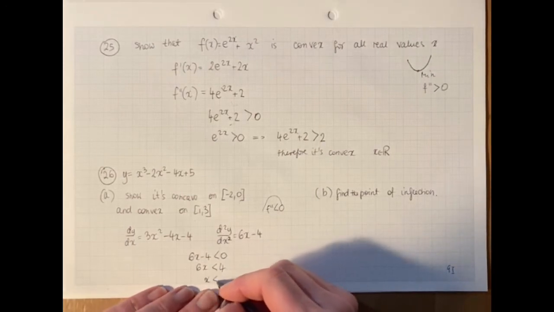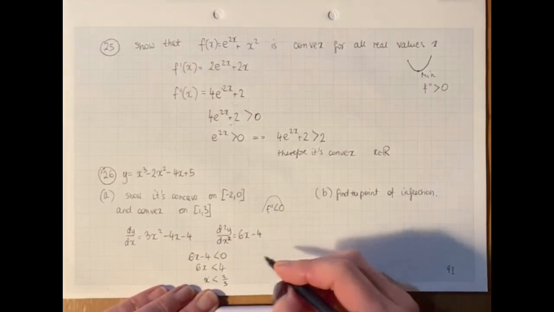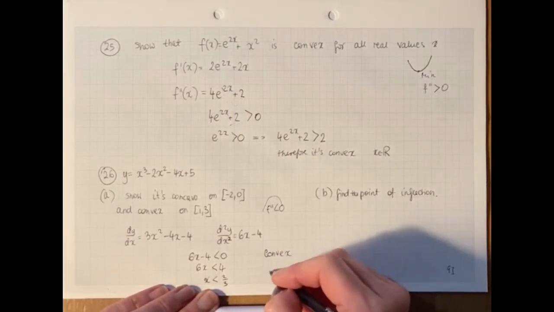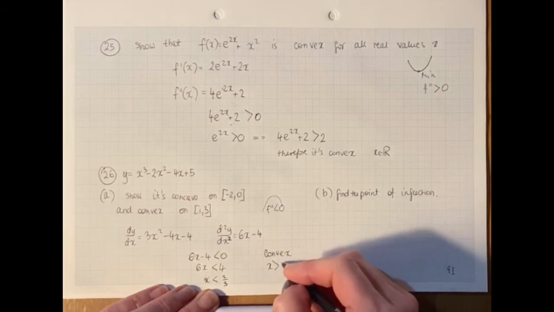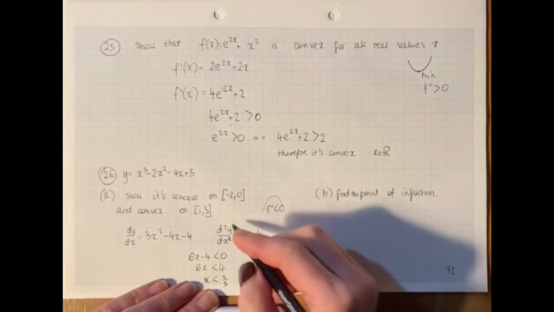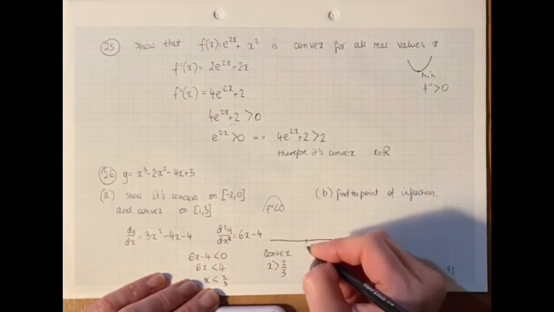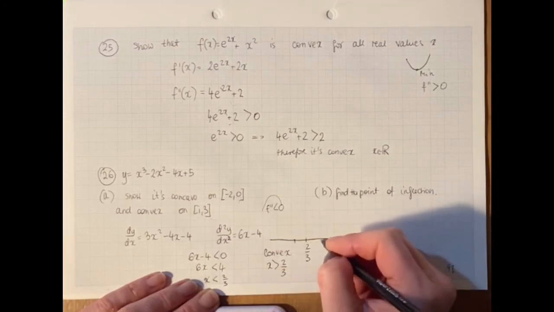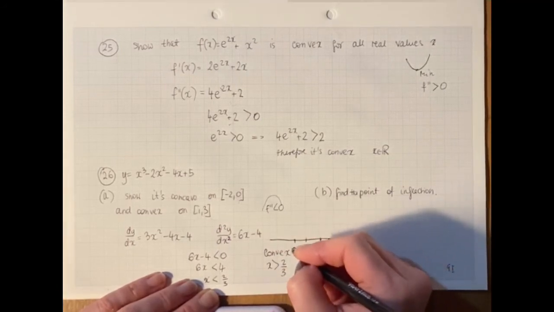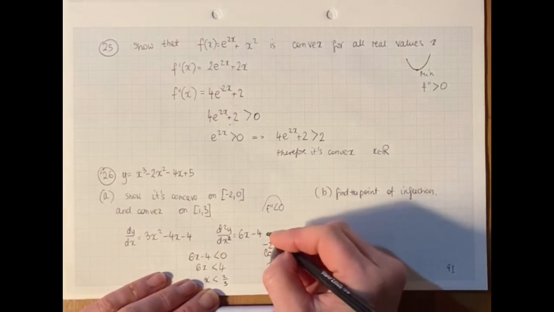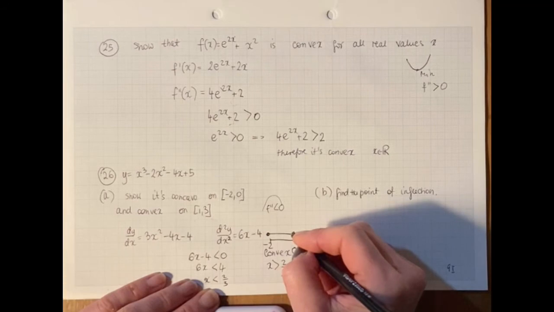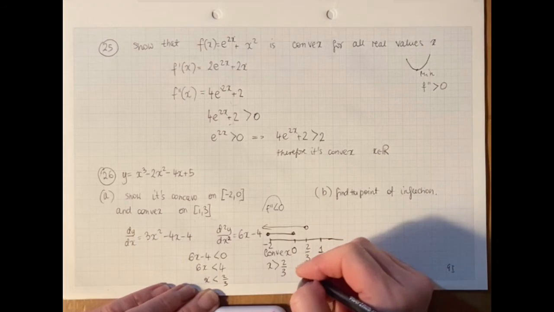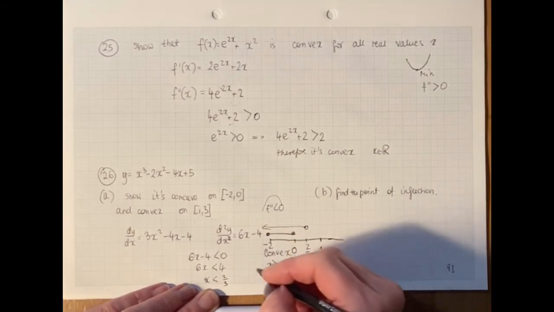So x is less than 2/3 here. That's going to be concave. And convex is going to be for x greater than 2/3. So as you can see, here's 2/3, there is 1, here that's 0 and minus 2. So between minus 2 and 0, this is completely below 2/3.